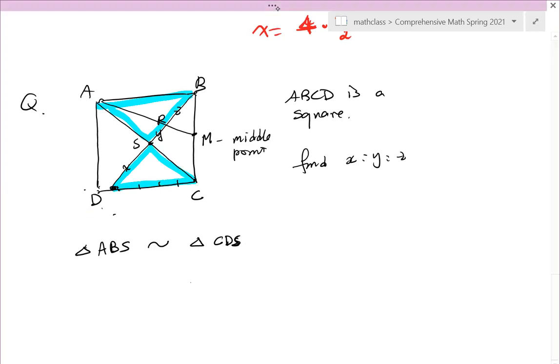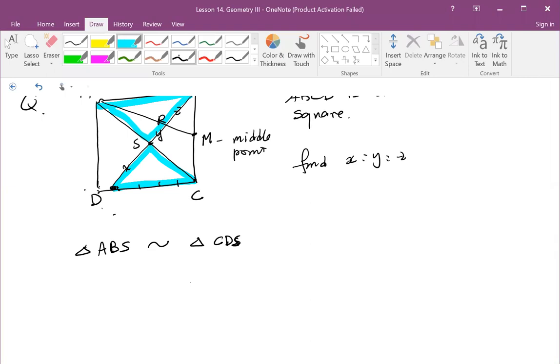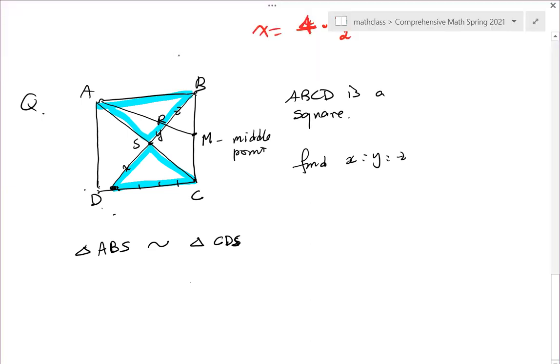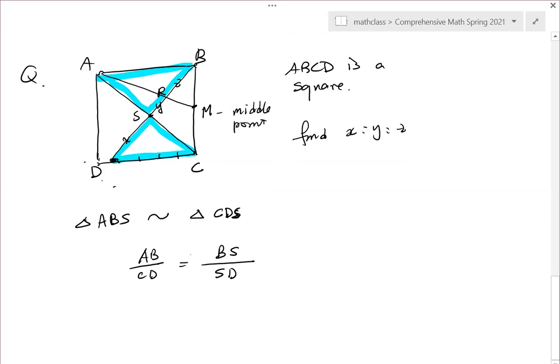Why are they similar? Because it's a square, so two lines are parallel, and then you draw a cosine. That's what we did at the very beginning. So the ratio of the corresponding sides, AB to CD, is going to be BS to SD. Why? Because this side corresponds to that side, and this side corresponds to this side. B corresponds to D.